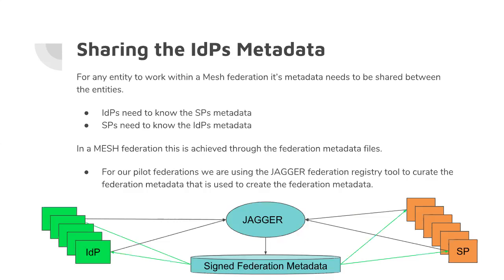Generally, service providers don't need to know about other service providers, and IDPs don't need to know about other IDPs. They just need to know about the other, the service providers. And obviously, service providers need to know about identity providers. But Jagga also provides a version of the metadata which captures all IDPs and all service providers together. So for our pilot federation, we're using Jagga as a tool to curate this federation metadata, and it's then used to create the federation metadata files, which are then published out to the service providers and IDPs.